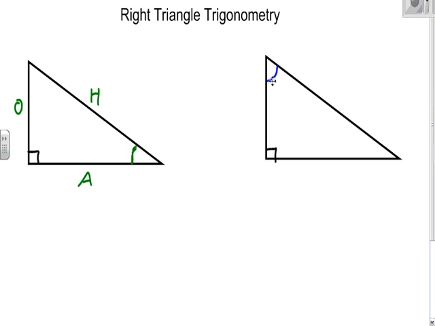Alternatively, if we're looking at the other angle, this is still the hypotenuse, but now this is the opposite side, and this between the two angles, the right angle and the given angle, that's the adjacent side. So the ratios are just based off of what the angle measure is. Typically they'll use the Greek letter theta to represent an angle.